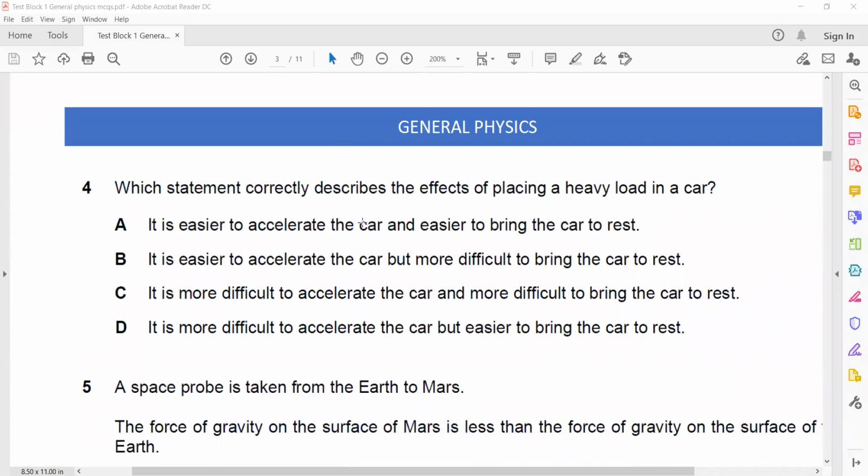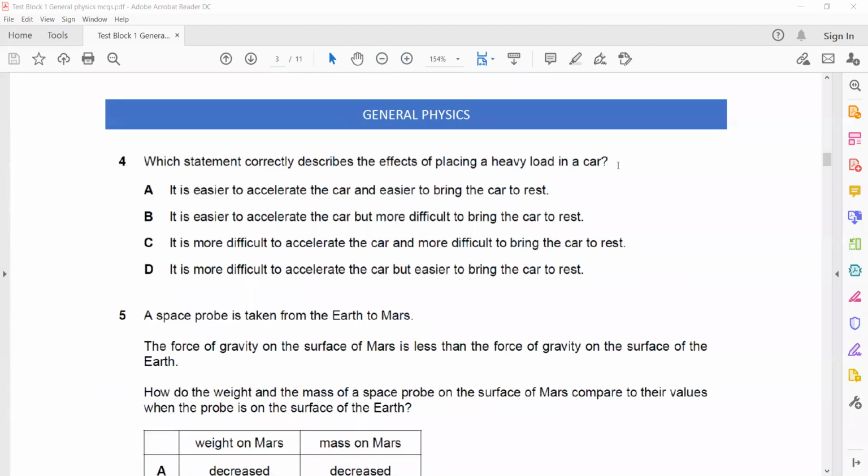Which statement correctly describes the effect of placing a heavy load in a car? When you put a heavy load, the mass will increase. When the object's mass increases, it will have higher inertia. And inertia means the property of an object to resist change in state. So if an object is moving, it will be difficult to stop because of its inertia.